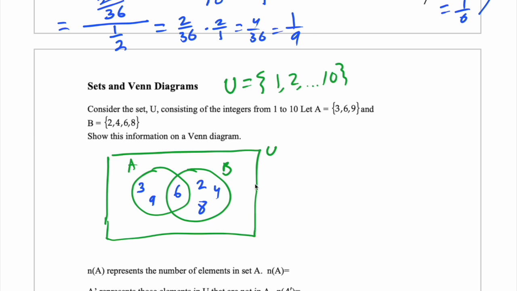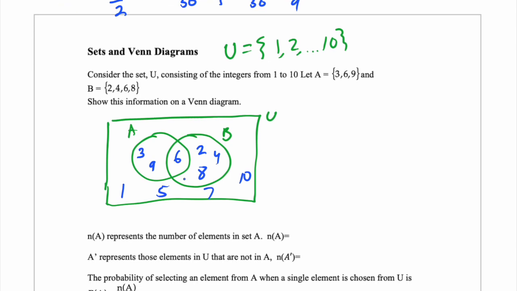And outside the Venn diagram, we need all the other numbers from 1 to 10. So 1, 2, 3, 4, 5, 6, 7, 8, 9, and up to 10. So 10 goes there. So all 10 numbers are here. 1, 2, 3, 4, 5, 6, 7, 8, 9, 10. Yes. So the diagram is complete.